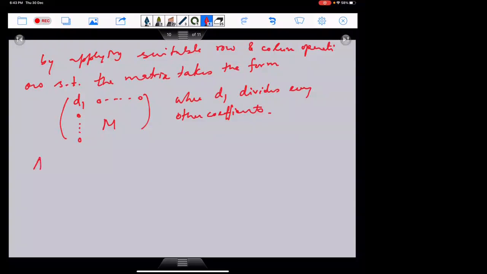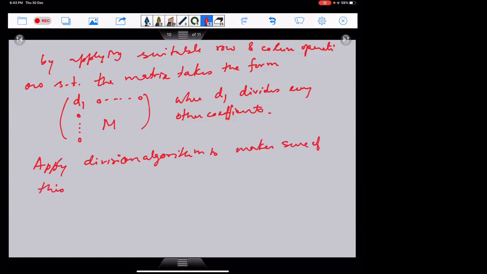Okay, apply division algorithm to make sure of this property. Okay, so this can always be done. So again, if some entry is here, then maybe you have to shuffle, and the remainder is smaller than D1. If some coefficient is not divisible by D1, then what you can do, apply division algorithm and get the remainder. Either it is zero or you get a non-zero positive remainder, and you will again apply elementary row operation and bring it to position 1, 1. And if you repeat this process, ultimately this property is satisfied.